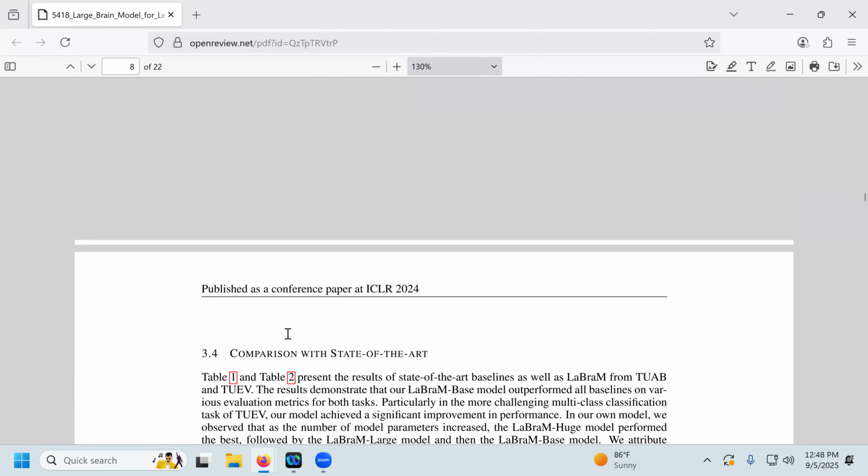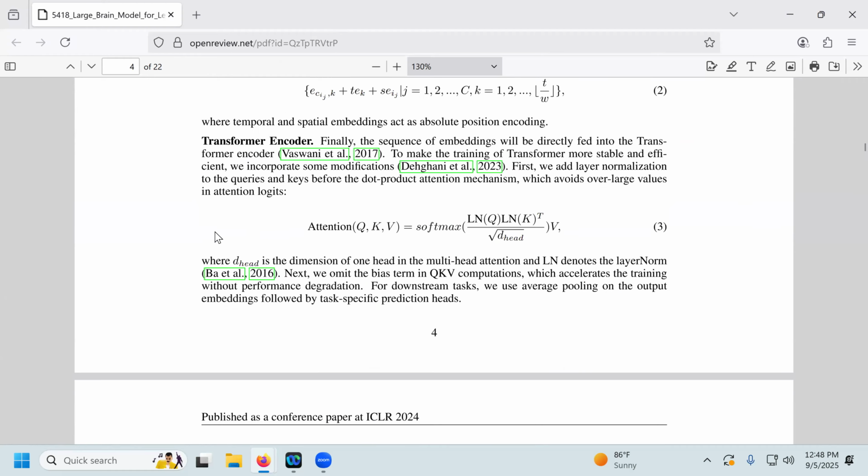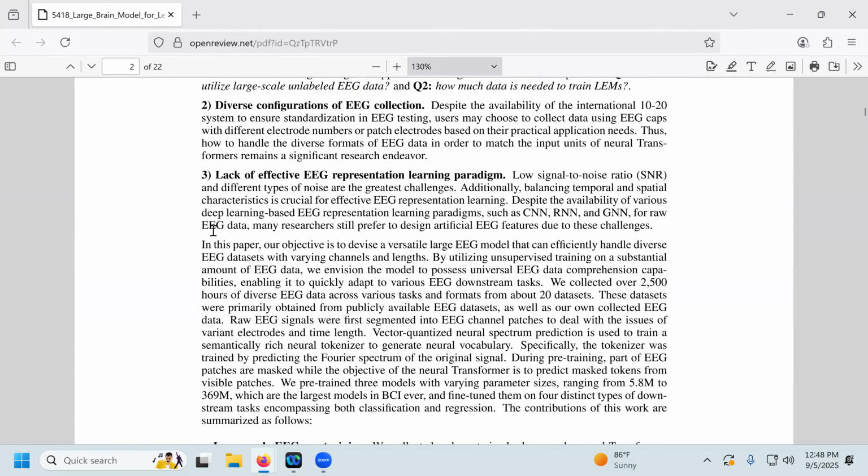I would have encouraged them to resubmit if it were me, but it's already published. They got lucky. Yeah, they got a good paper. All right, thanks, folks.